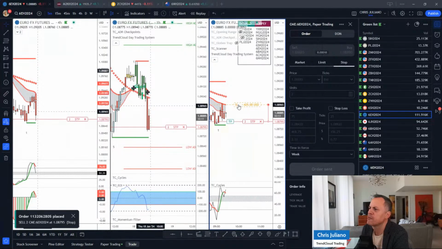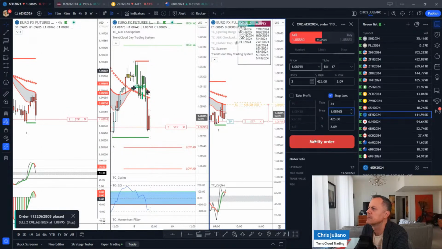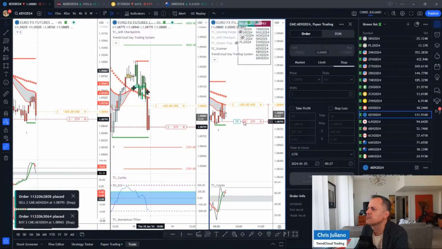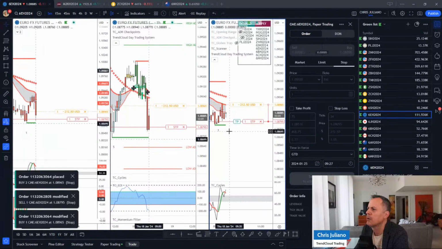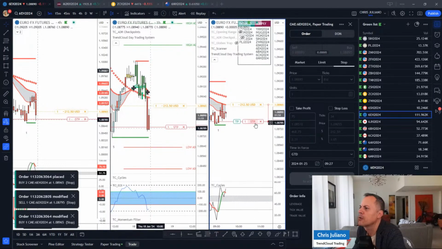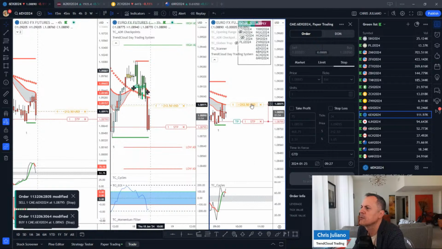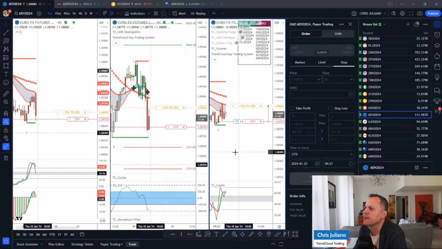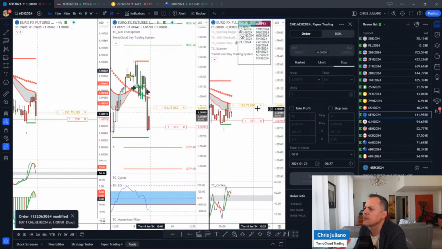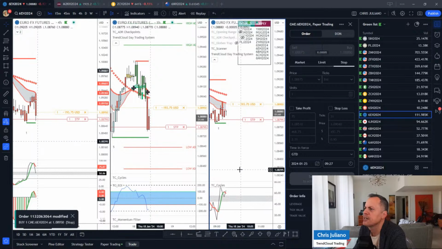Whoa, expensive stuff. Expensive. Okay, so what are we going to have to do? We're going to have to tighten up the stop a bit. So that's right there, that's a $200. So we're back to that $200 risk there.